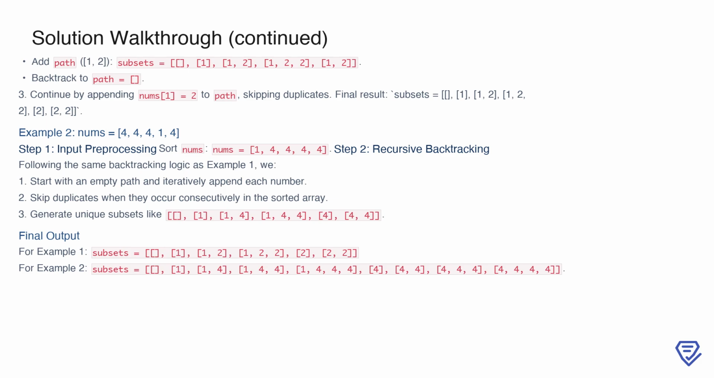As a result, the final output for example 1 is subsets equals [[], [1], [1, 2], [1, 2, 2], [2], [2, 2]], and for example 2, it is subsets equals [[], [1], [1, 4], [1, 4, 4], [1, 4, 4, 4], [1, 4, 4, 4, 4], [4], [4, 4], [4, 4, 4], [4, 4, 4, 4]]. This ensures that all subsets are unique, even when duplicates are present in the input.